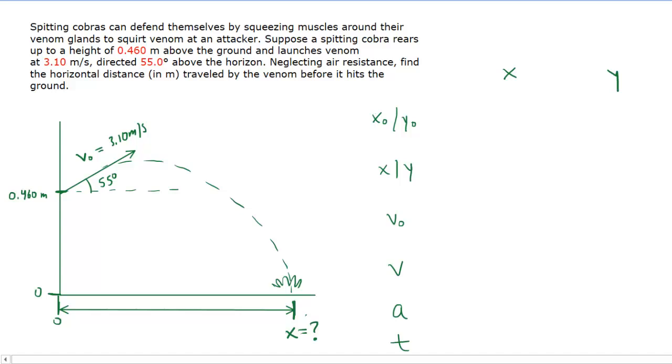Take a moment to pause the video, reread the question, and just make sure that this picture makes sense to you. To analyze any projectile motion question, what you really want to do is begin by superimposing a Y and X axis onto your picture.